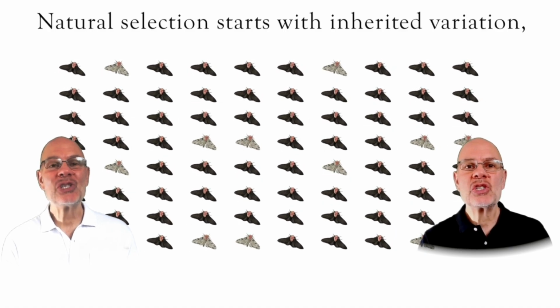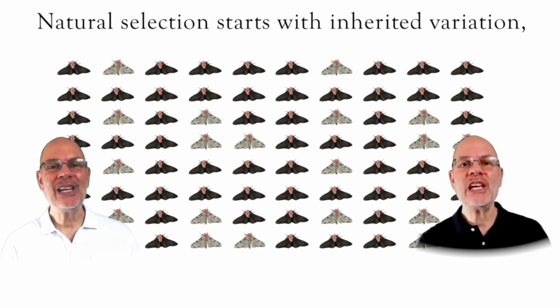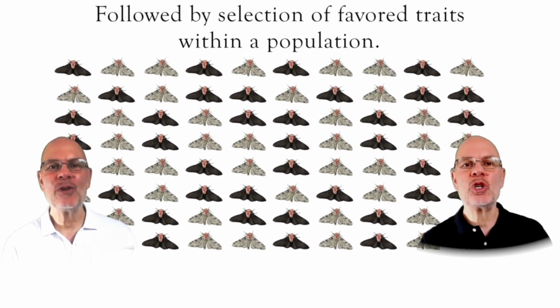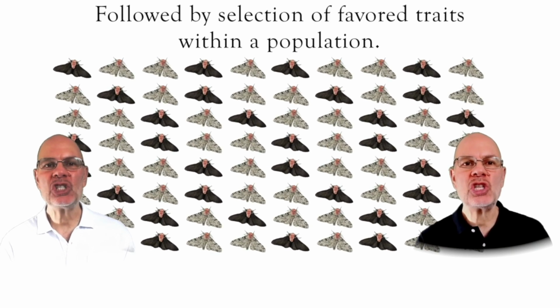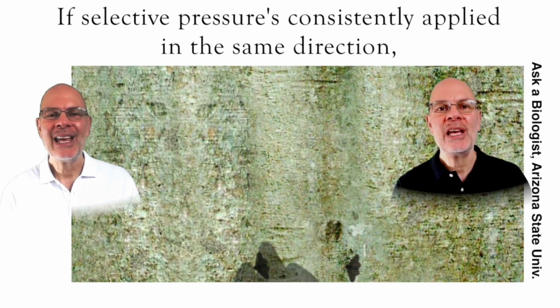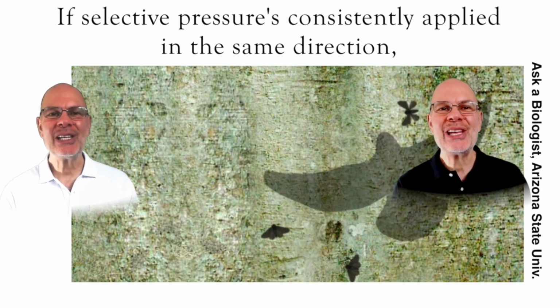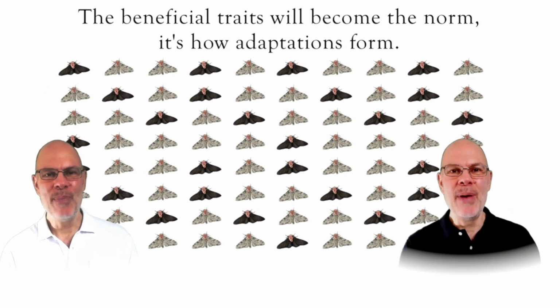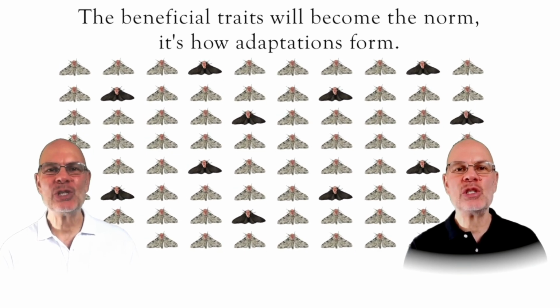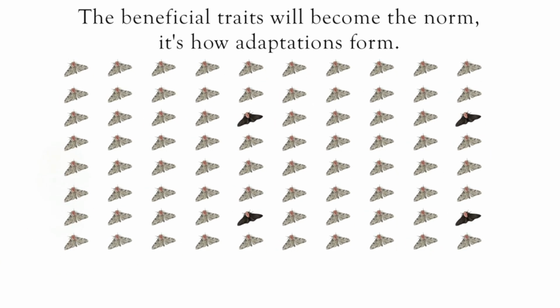Natural selection starts with inherited variation, followed by selection of favored traits within a population. If selected pressures consistently applied in the same direction, the beneficial traits will become the norm. It's how adaptations form.